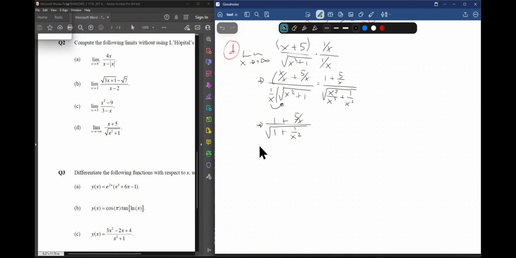Now if we substitute x equals positive infinity, we have 1 plus 5 over infinity, which is 0. Let me just maintain everything. 1 plus 1 over infinity squared is also 0. So in this case, we have 1 plus 0 all over square root of 1 plus 0. So the answer for this particular problem is 1.